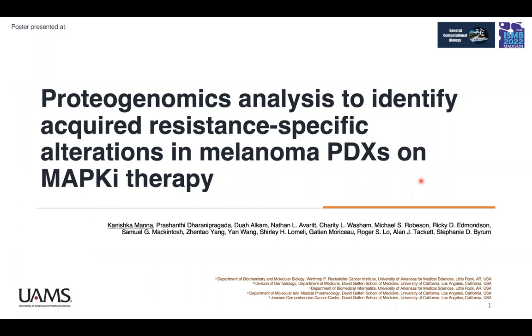I am a second year bioinformatics PhD student at the University of Arkansas Little Rock and University of Arkansas for Medical Sciences. So today I will be giving a short presentation about my poster entitled Proteogenomic Analysis to Identify Acquired Resistance Specific Alterations in Melanoma PDXs on MAPK inhibitor therapy.